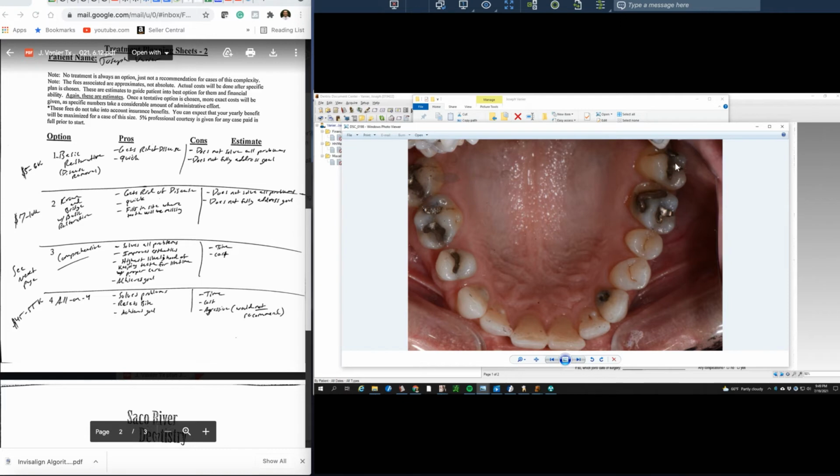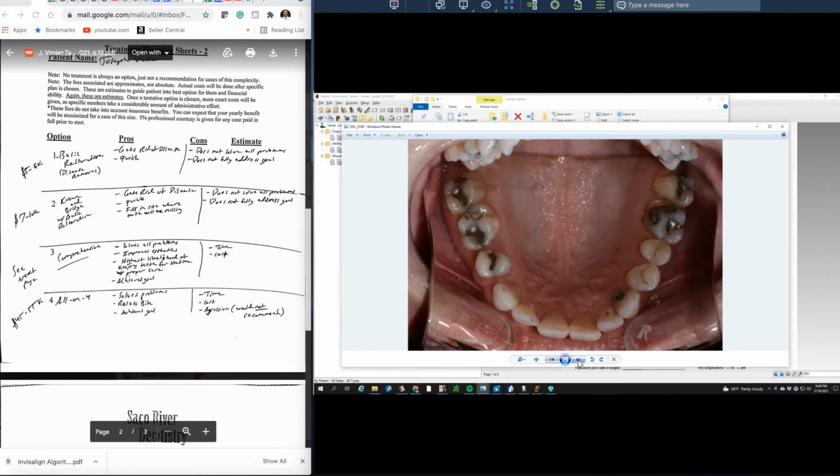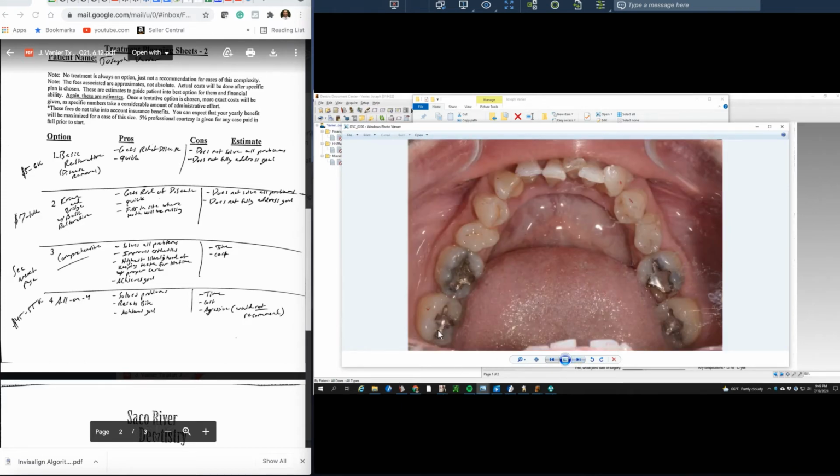Build up, or we'll call that an onlay, composite, MOD, inlay, onlay, or crowns. On the lower, composite, crown, composite. So I would say 10 grand. I'd put like 8 to 13 here.